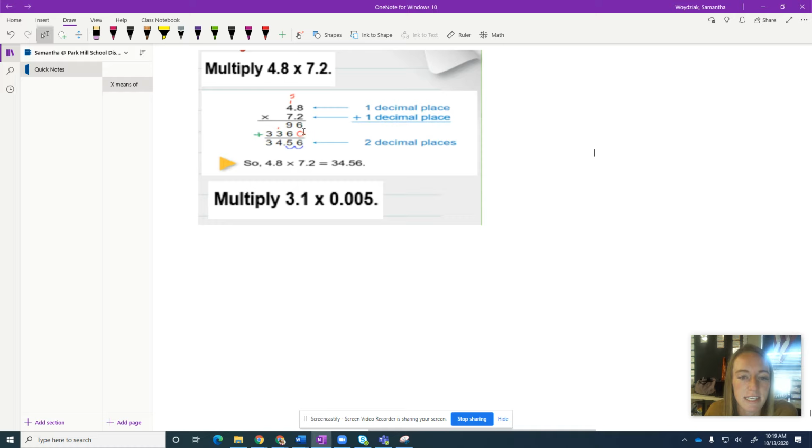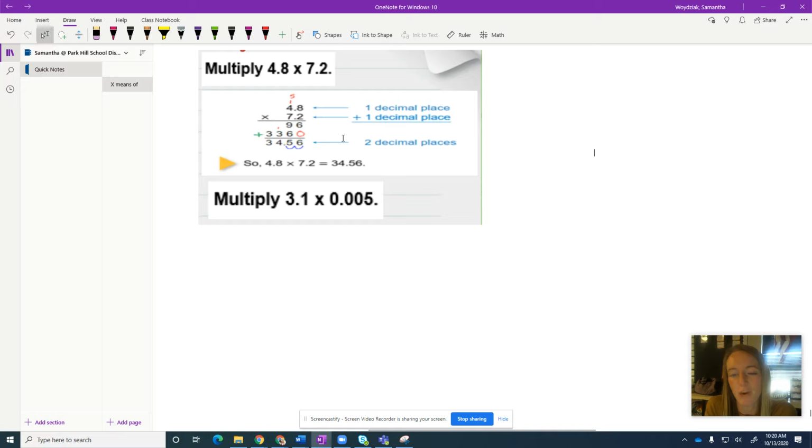2 times 8 is 16. 2 times 4 is 8 plus 1 is 9. Add our 0. Now we move to the next place value. 7 times 8 is 56. 7 times 4 is 28, plus 5 is 33. They added them together. They got 3, 4, 5, 6.